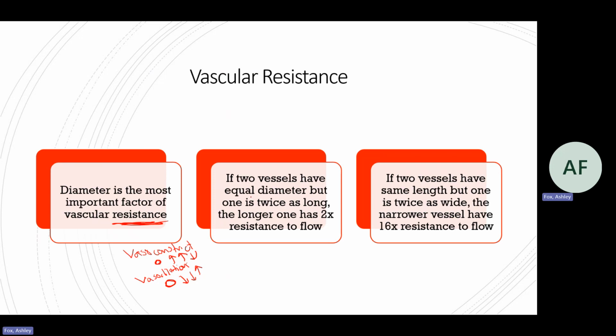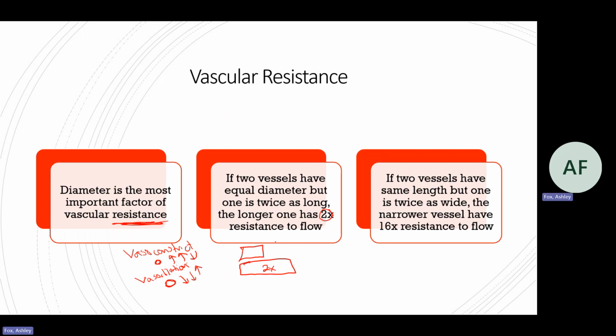So if 2 vessels have the same diameter, but one is twice as long, you have 2 times the resistance to flow. Again, if you have this blood vessel versus this one, even if they have the same diameter, this one is going to have 2 times more resistance to flow.